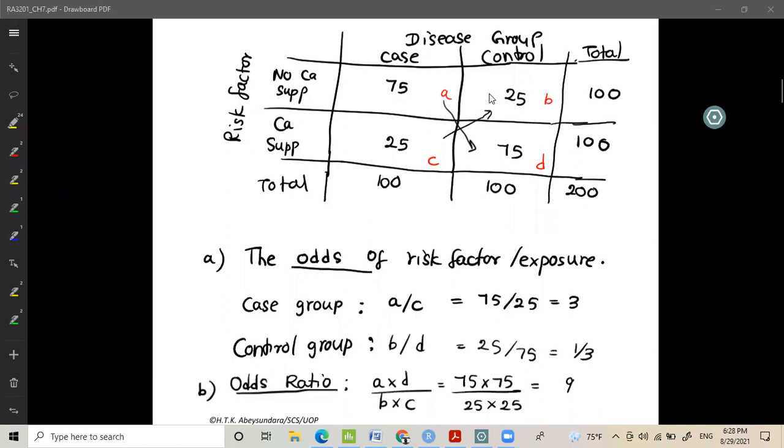Or you can say, if calcium supplement was not taken, the risk of getting cancer is 9 times compared to those who took the calcium supplement. So again, those who do not take calcium supplement, they have 9 times risk for getting the cancer compared to those who take the calcium supplement. Is that clear to all of you? So you are comparing no calcium supplement group to calcium group, and what you are comparing is whether they get the cancer or not.